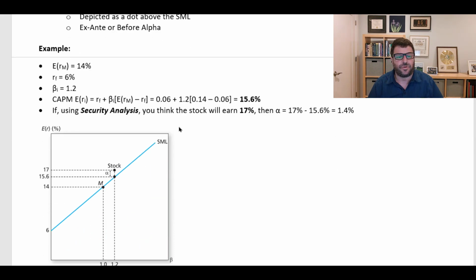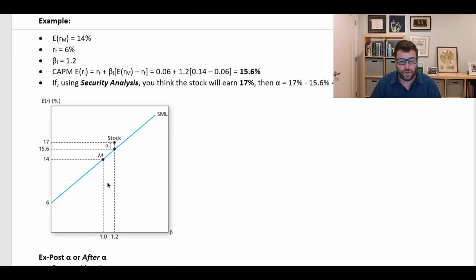So here's an example. The expected return of the market is 14%. The risk-free rate is 6%. If the beta for this stock is 1.2, then I would expect it to earn 15.6%. But if, using security analysis, I think that the stock will actually earn 17%, then the ex-ante, before alpha, is equal to 17 minus 15.6, which is 1.4.